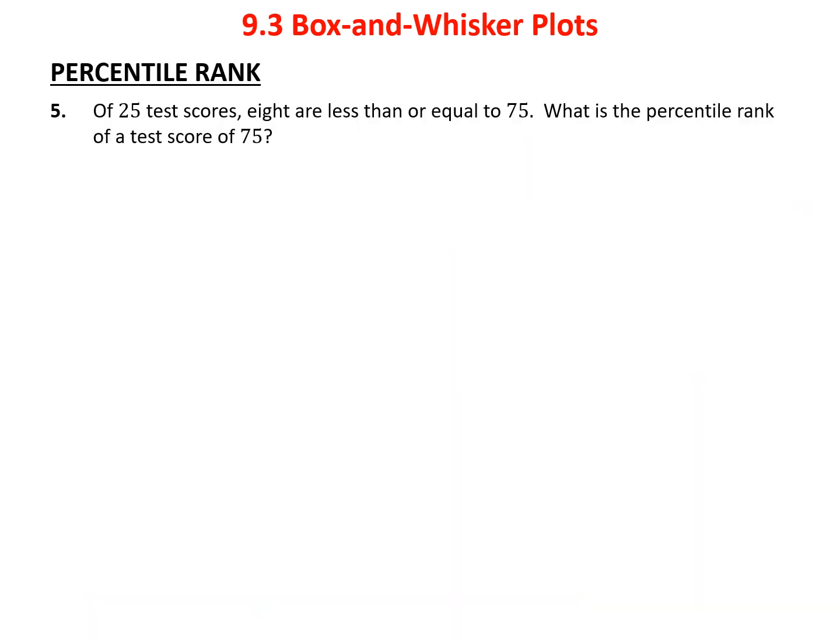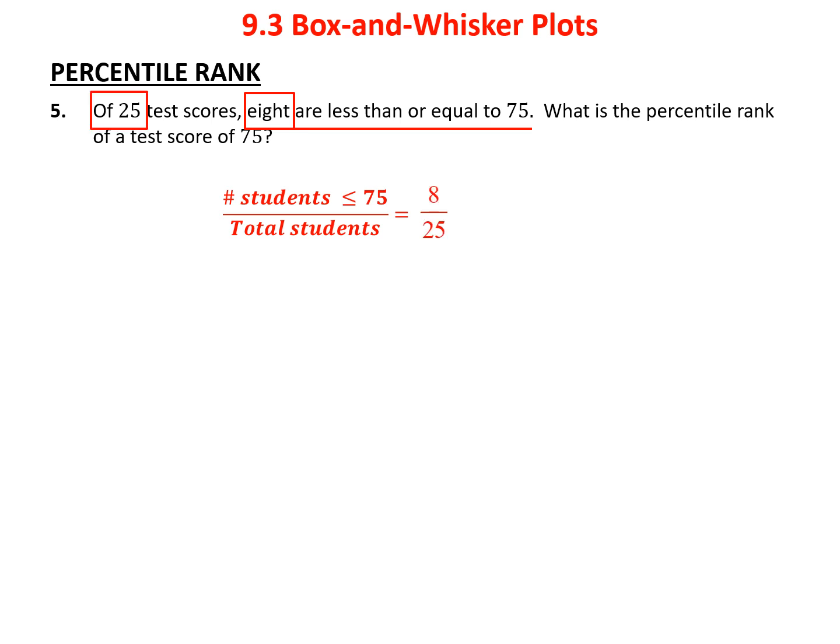So let's take an example. 25 people take a test. 8 of them scored less than or equal to 75. What's the percentile rank of a score of 75? Okay. So in other words, I want to find out how many students scored 75 or less and compare that to the total number of students. Well, 8 scored 75 or less, and there are 25 students. So 8 out of 25 is 0.32. That means that 32% of the class scored 75 or less.